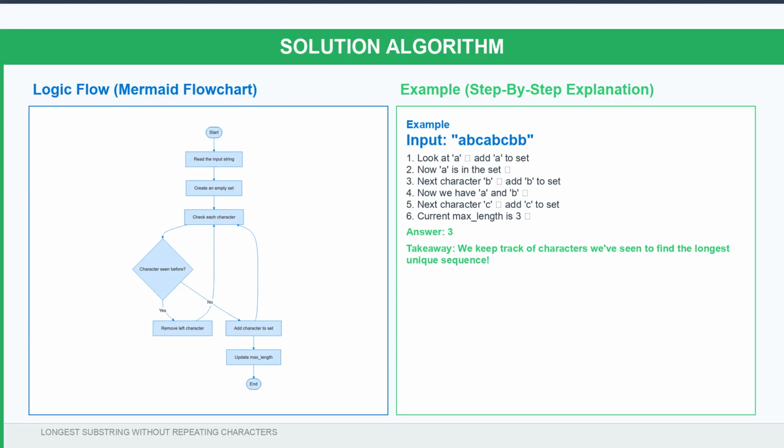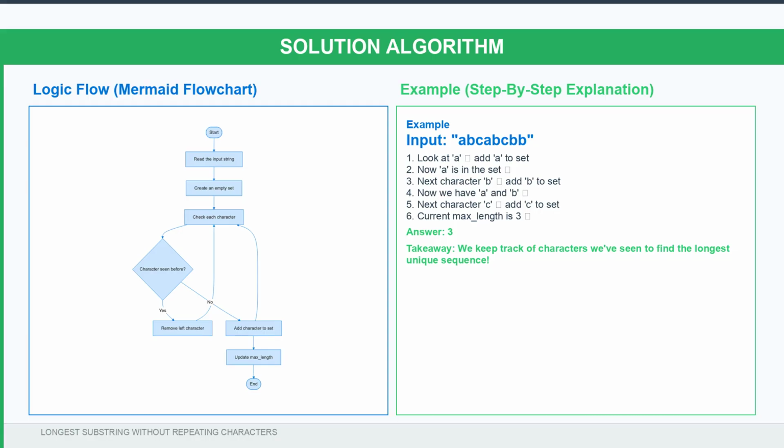LeetCode problem 3, titled Longest Substring Without Repeating Characters, requires us to find the length of the longest substring that contains all unique characters from a given string. To solve this, we start by initializing some variables. First, max length keeps track of the longest unique substring we've found, starting at 0. We also create a set called charSet to store the unique characters in our current substring, and a variable left to mark the start of that substring.